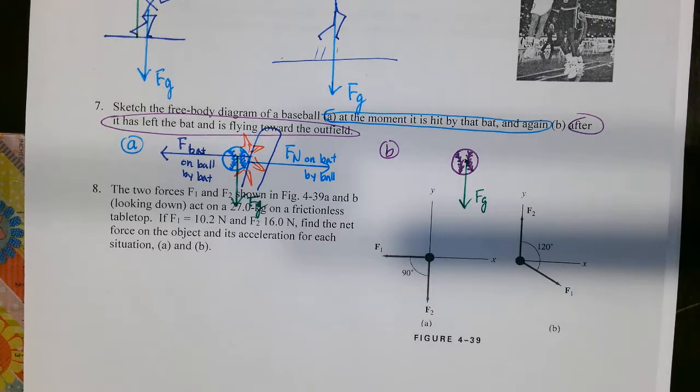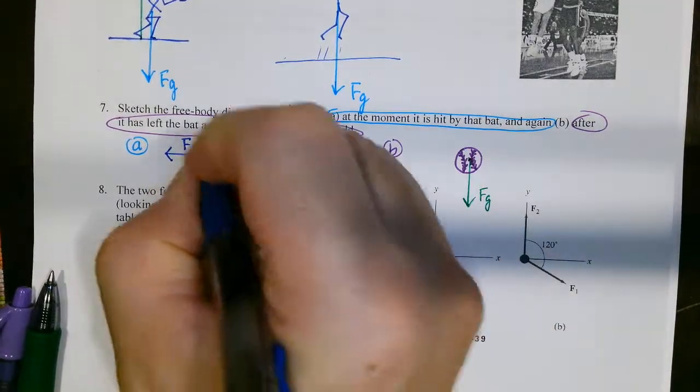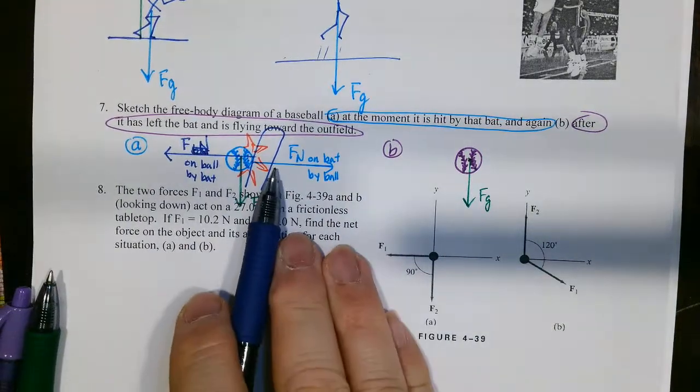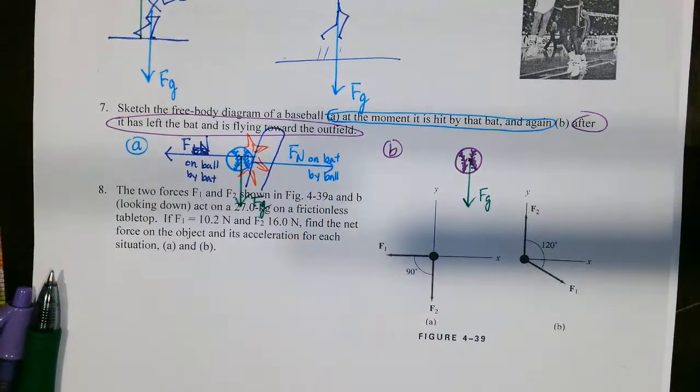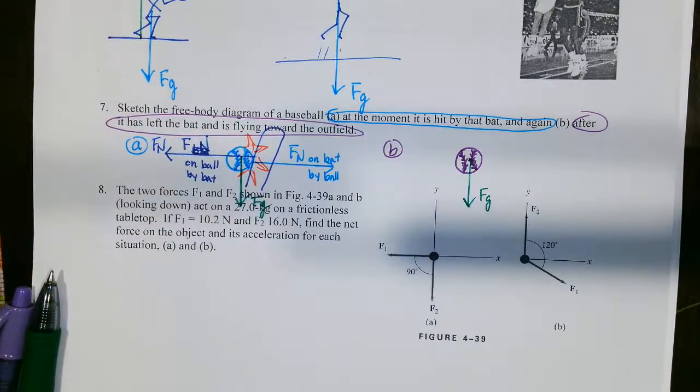All right. Maybe I should call this F normal instead of F bat. F normal on ball by bat versus F normal on bat by ball. Okay? So F normal.